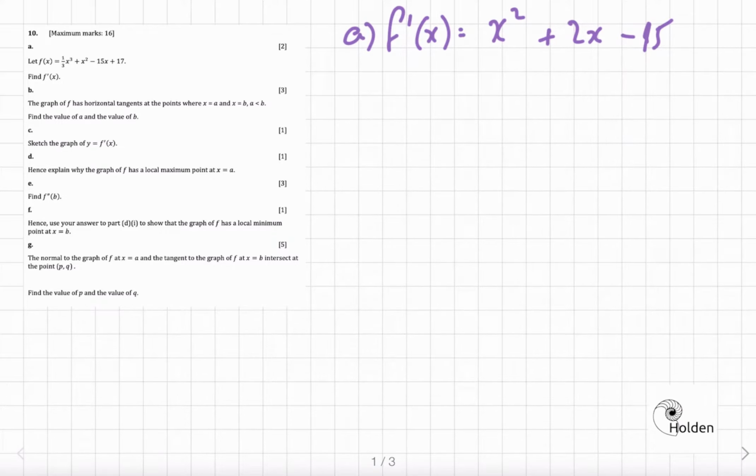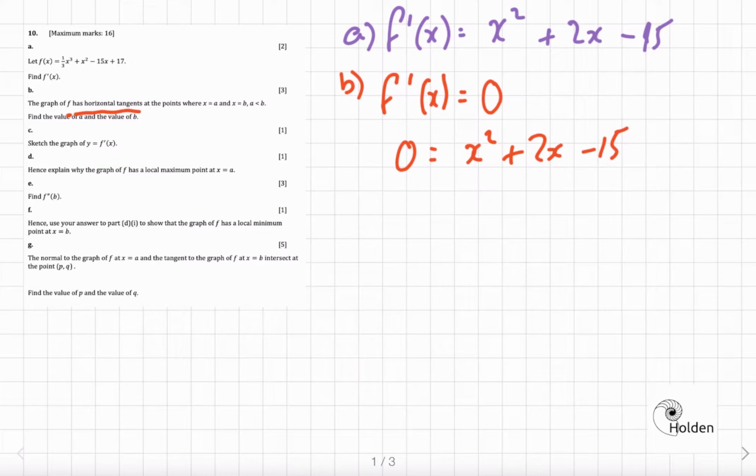Okay, B. The graph of f has horizontal tangents at the points where x equals a and x equals b. a is less than b. Find the value of a and the value of b. So f has horizontal tangents, which implies that f prime of x equals 0. Therefore 0 equals x squared plus 2x minus 15.